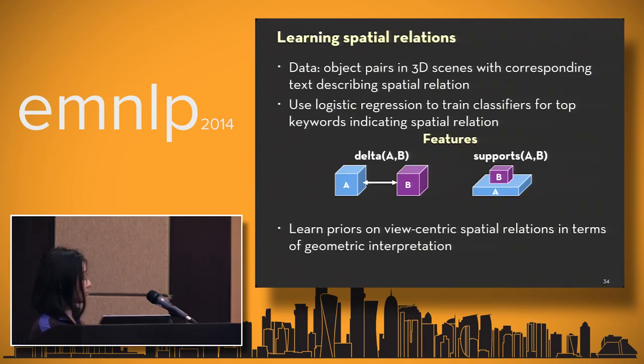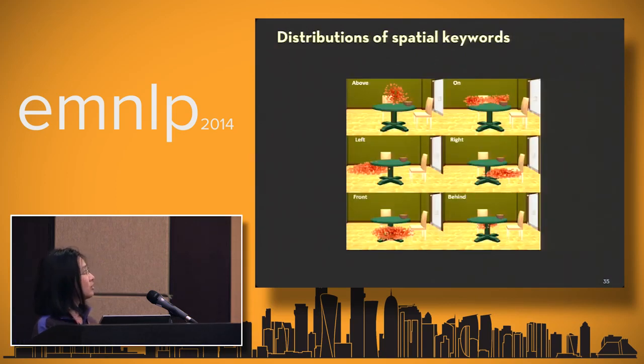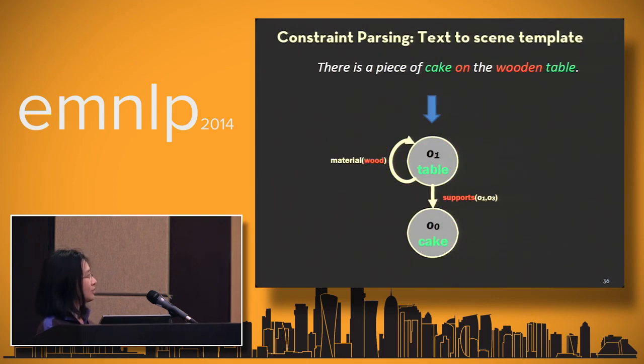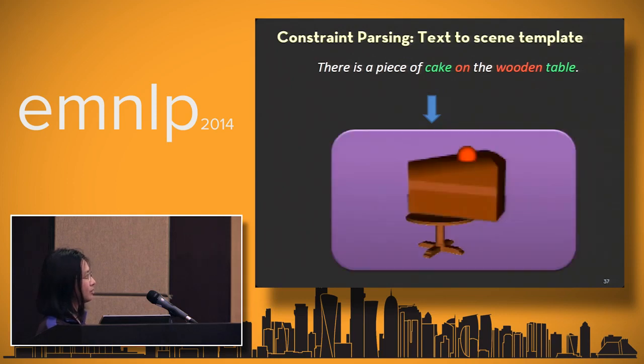This figure here shows some examples of the distributions we learned for some of the spatial keywords, like above, it's above the table, and left, right, front, behind. And we also learned that "on" basically corresponds to the support feature. And so now we know that the cake should go on the table, and then maybe we can generate some image like this.